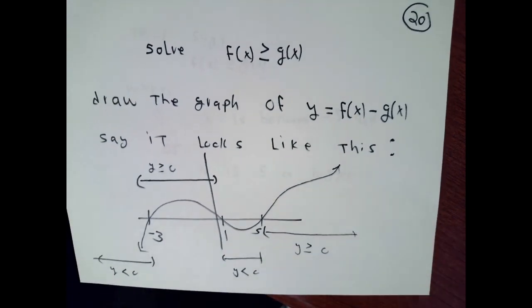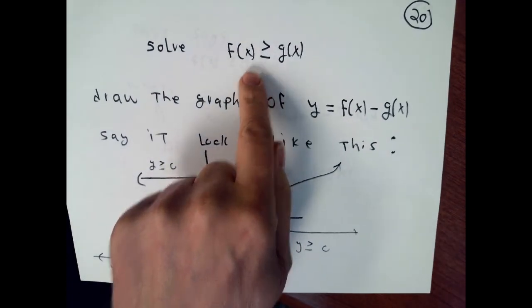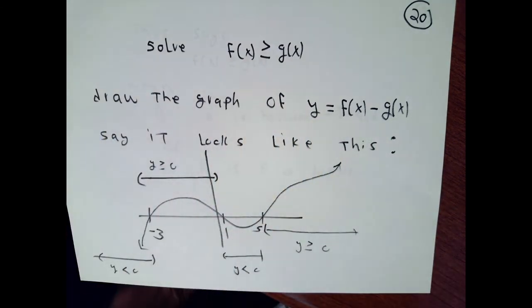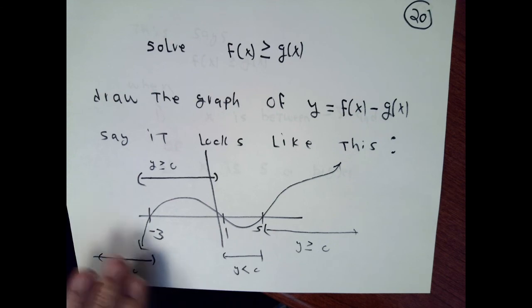In terms of pictures, to solve this, I'm going to draw the graph of y equals f of x minus g of x. Suppose it looks like this picture. Over here, the y is negative. F of x minus g of x is negative. F of x is less than g of x, so you don't want that part.